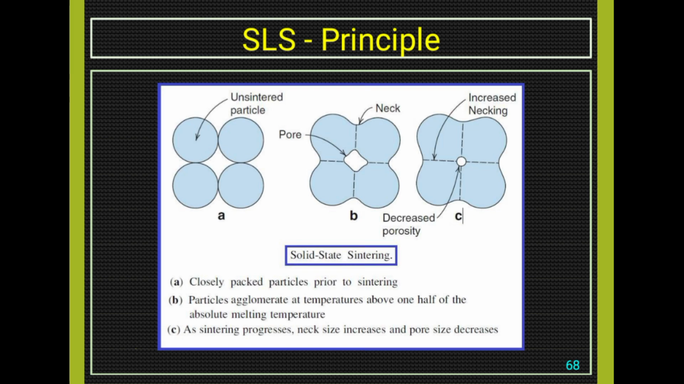This figure shows the unsintered particle. The particles are closely packed. The particles agglomerate at temperature above one half of the absolute melting temperature. As sintering progresses, neck size increases and pore size decreases.